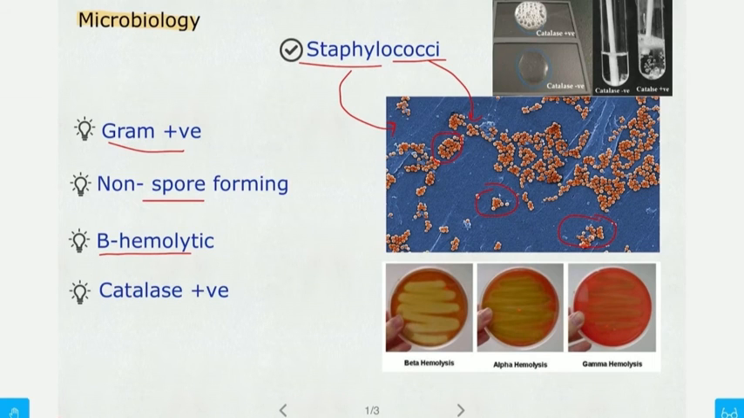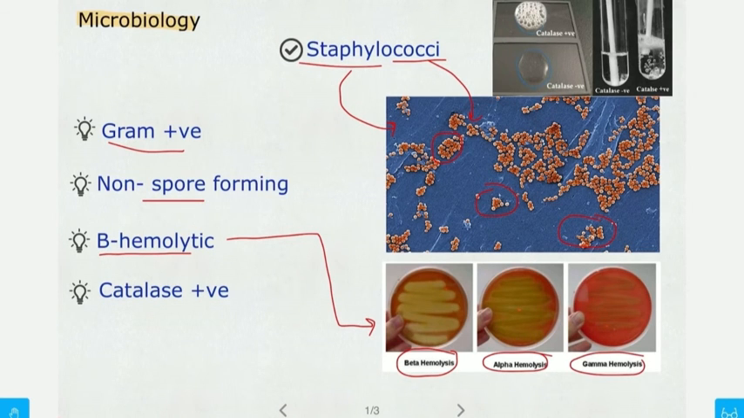Now, to further understand this, we can take a look at this image on the right. What you can see here is that we have this red media, and what this media contains is general nutrients as well as sheep blood. And obviously sheep blood contains red blood cells. So what we do is that we culture certain bacteria in this media and we look at the hemolysis pattern, or the pattern of breakdown of red blood cells. If this bacteria causes complete hemolysis or breakdown of red blood cells, we say that it is beta hemolytic. If it causes partial breakdown of red blood cells, we say it's alpha hemolytic. If it causes no breakdown of red blood cells, we say that it is gamma hemolytic.